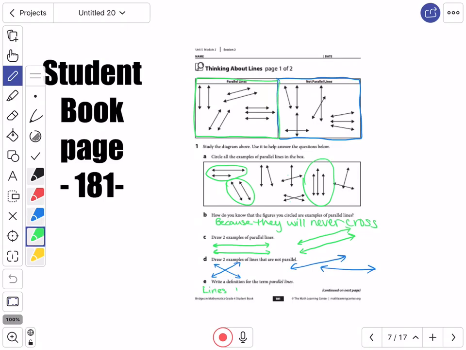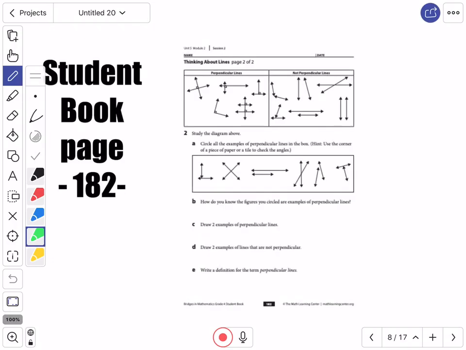And then write a definition for the term parallel lines. Let's see here. Lines that are always the same distance apart. You can write this definition, or you can write your own definition in your book and upload that to Seesaw when you are done. All right, and then we're going to go on to the next page, okay?